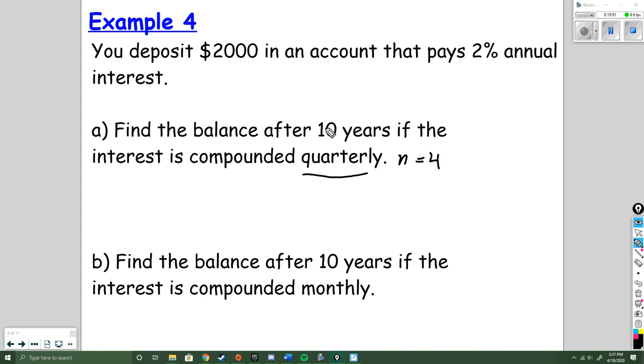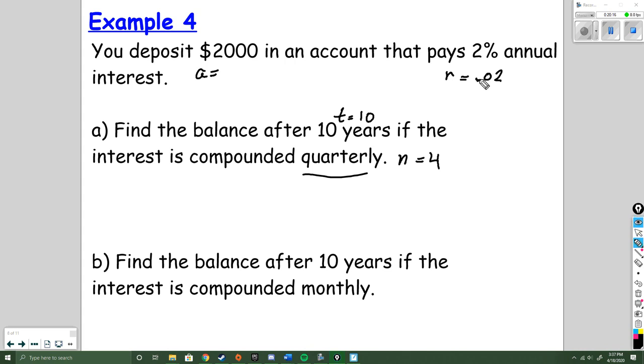For the balance after 10 years, 10 would be the time. And of course, we have our initial investment, which is $2,000. And then it pays 2% annual interest. R, remember, is not 2. It would be 0.02. That would be the annual interest.